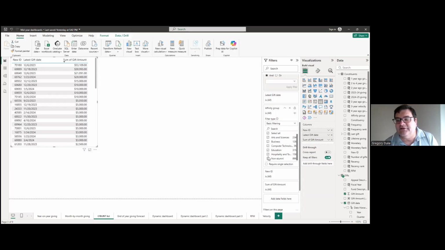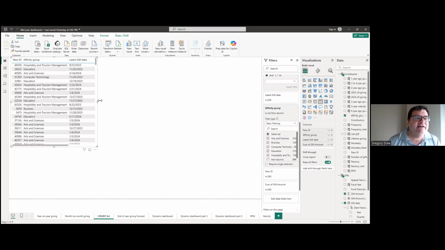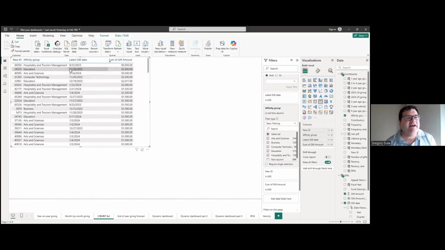So maybe we don't want to look at alumni, so we're going to cut those out. But we do want to see the other affinity groups, so I'm just going to add that to our columns. And now we can see that a lot of these high affinity people seem to be from hospitality and tourism management. So maybe that's something we can talk with the dean about, putting a letter out to LYBUNTs with a special gift appeal, saying, if you haven't given this year, maybe consider a gift.